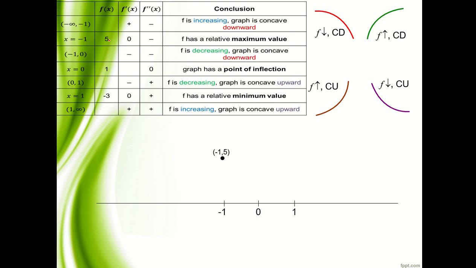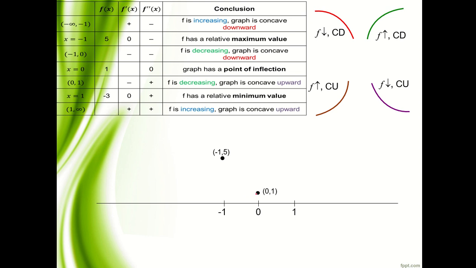These are the critical points. We have negative 1 and 5. Okay, negative 1 and 5, so this is our point. Then we have another point here that is 0 and 1. So x is 0, f of x is 1, so (0, 1). So this is a point of inflection.